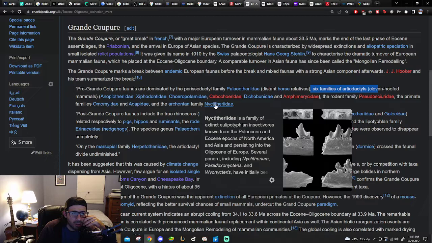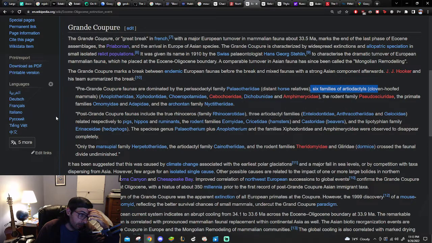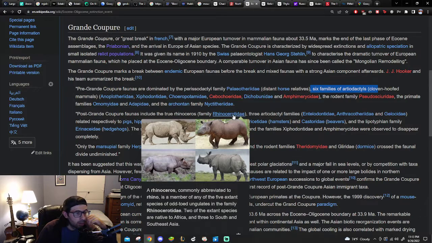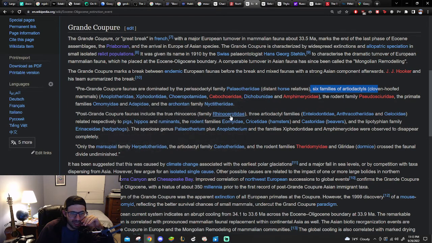Okay. Which is what humans are about to be, if the World Economic Forum gets its way. Dear God, what the fuck? Include rhinoceros. Member of any of the five odd-toed... Oh shit. Whoa, they went from even-toed to odd-toed.